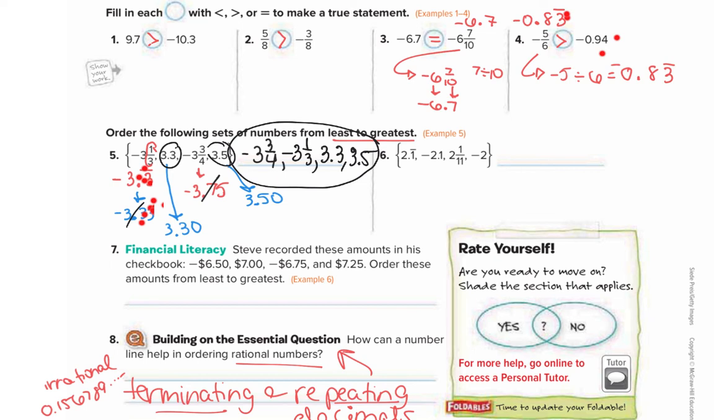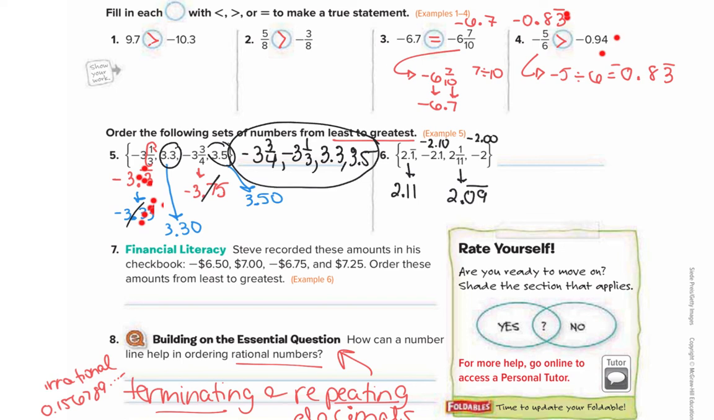Number 6. So order from least to greatest, let's make any fractions into decimals. So 2 and 1 over 11 would become 2 point, and then we have to do 1 divided by 11, which is 0.09 repeating. So now let's make sure that they all have the same amount of numbers behind the decimal. So this is 2.1 repeating. So if I add one more number behind the decimal, there should be another 1 because it's repeating. Negative 2.1 is going to become negative 2.10 because there's nothing that comes after that 1, so we put a 0. And then negative 2 is just a whole number, so negative 2.00.